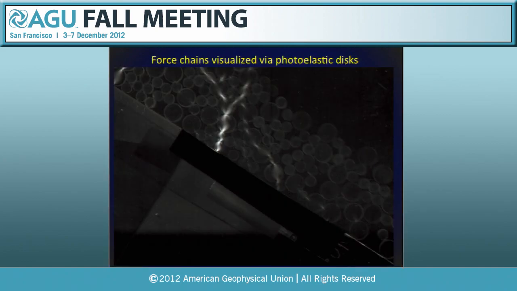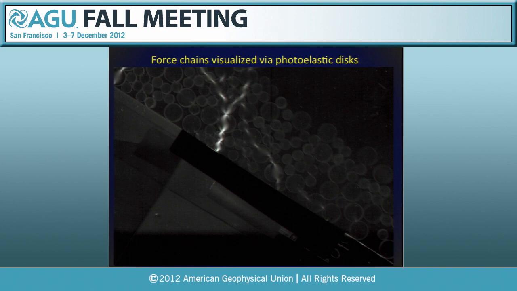So here's an image from one of our photoelastic experiments. I'll expand on this a little bit later. But basically, the principle here is that for transparent materials that have cross-polarized light passing through them, when they're stressed or when there's a force applied to their boundaries, they become birefringent. And the intensity of this birefringence is proportional to the force that you apply.